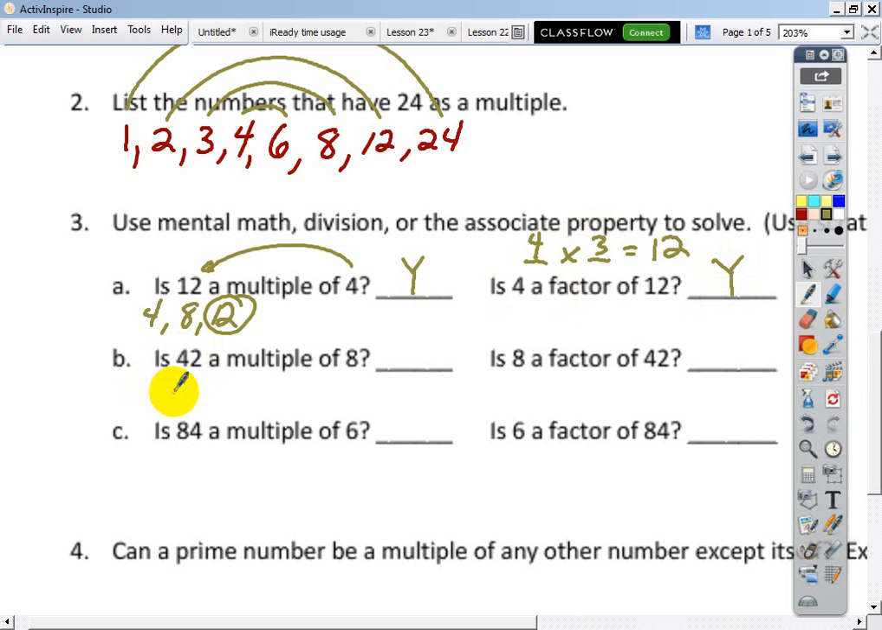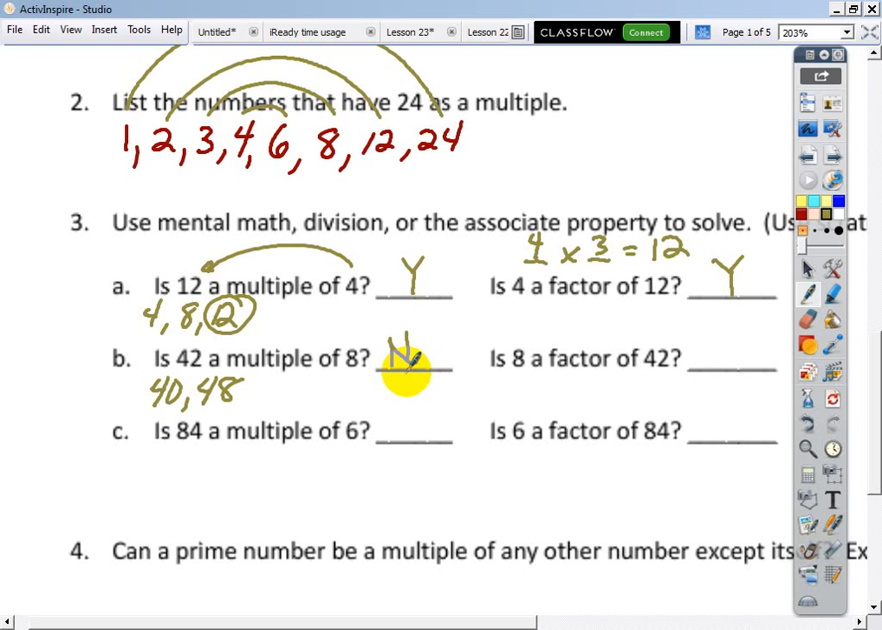I don't know. That doesn't seem possible. When I look at the multiplication chart and I count by 8s, I hit 40, and then I hit 48, but I don't have anything in between 40 and 48, because 5 times 8 is 40. And if I count by 8s up to the 5th 8, I get to 40, and the 6th 8 is 48, so no, it doesn't. Is 8 a factor of 42?